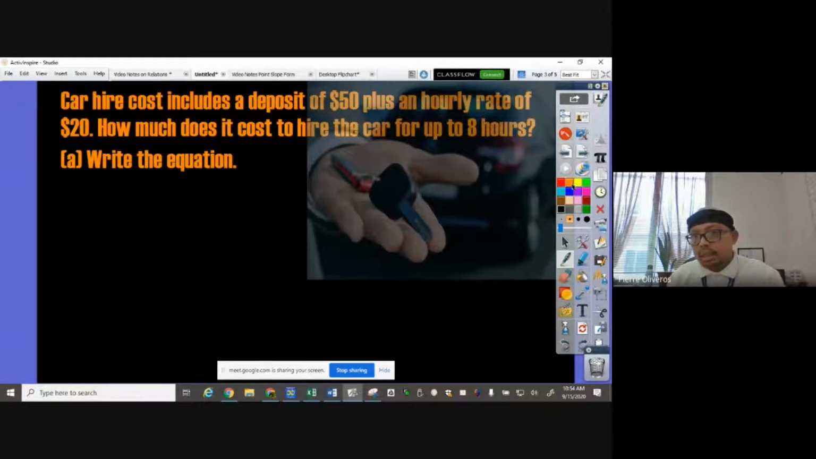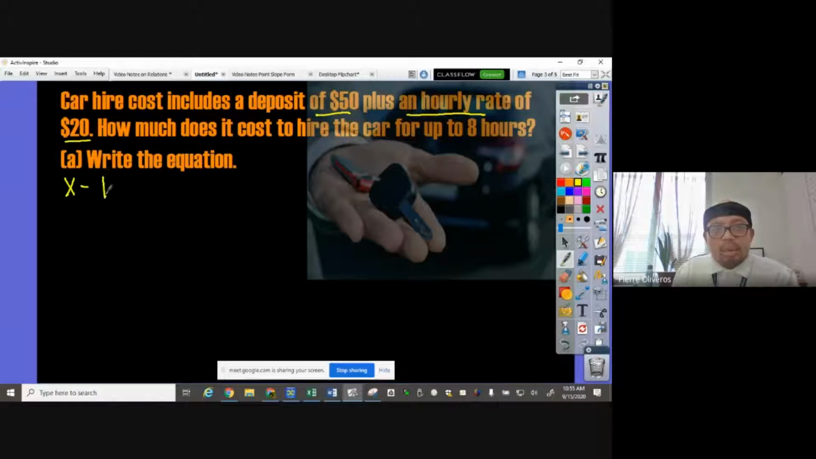Now let's see this one here. Car hire cost includes a deposit of $50 plus an hourly rate of $20. If you rent a car, you put in a deposit of $50 plus an hourly rate of $20. So you put the 50, and the 20 keeps adding every hour. How much does it cost to hire or rent the car for up to 8 hours?